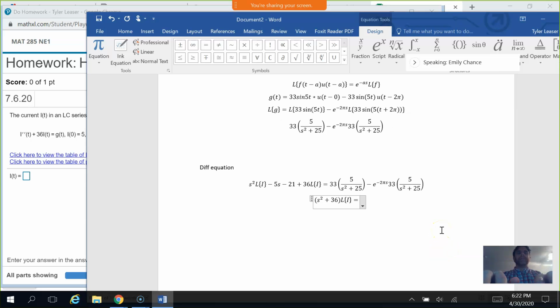Cool. So I was trying to think of a good way to simplify it down, and I don't know if there is a good way. Maybe what we can do is multiply the 33 and the 5 together for now. 33 times 5 is 165. So we'll do the 165 over the s squared plus 25. And then we're factoring that out, so we'll be left with 1 minus e to the negative 2 pi s inside the parentheses. Then we are also adding the 5s and adding the 21 over from the left-hand side.